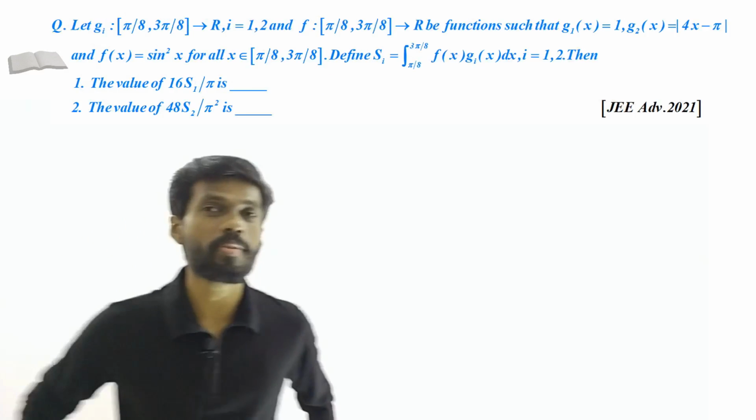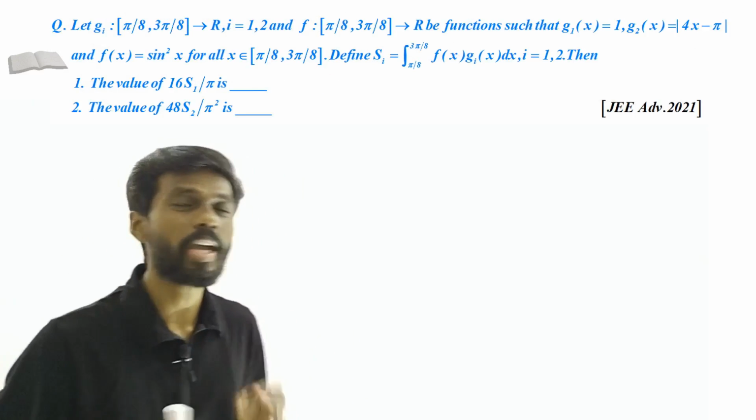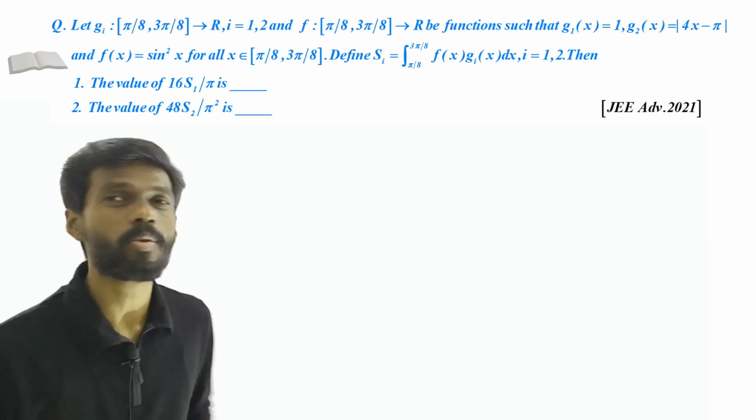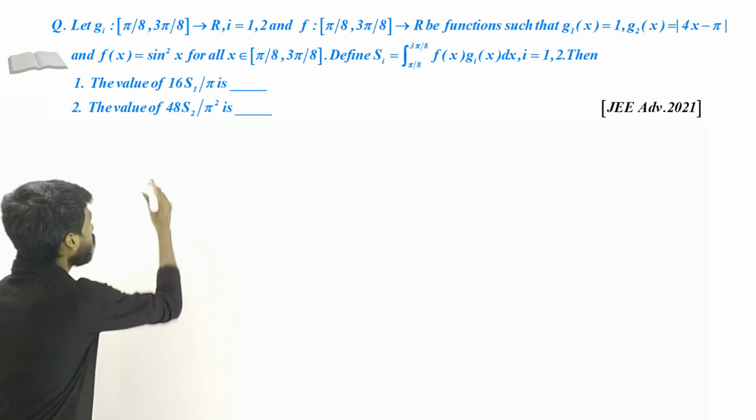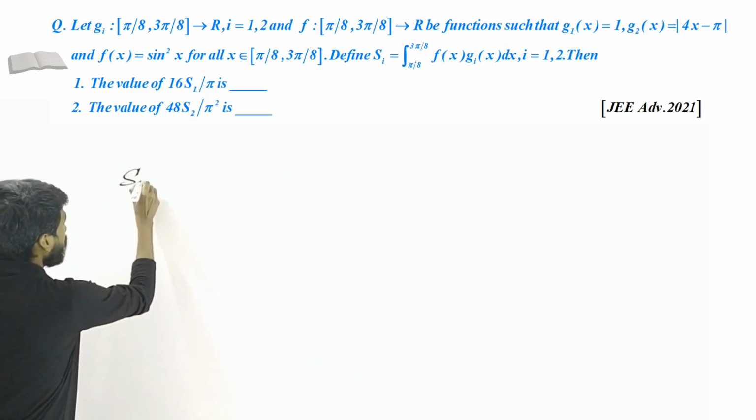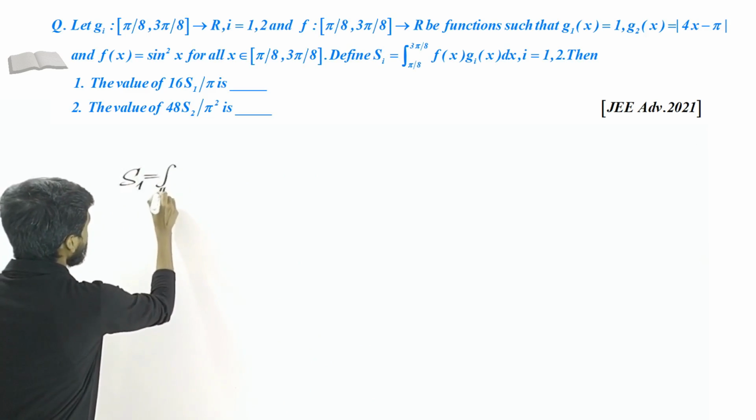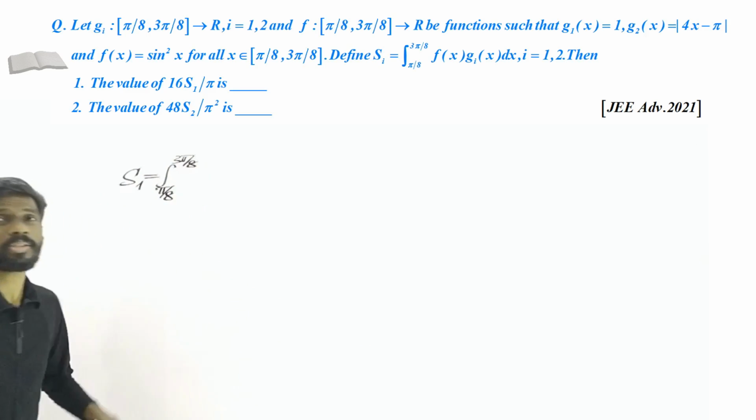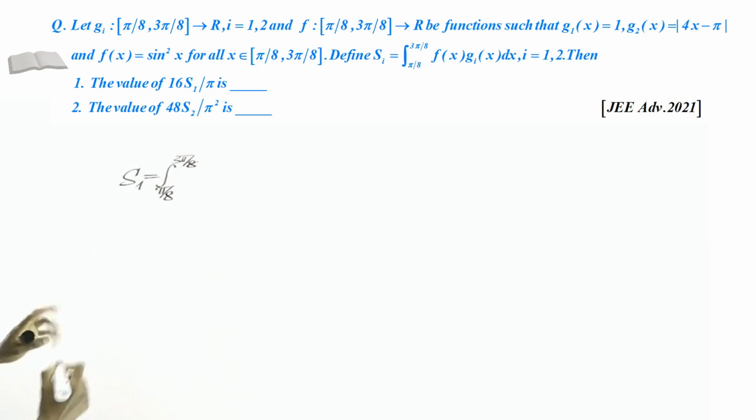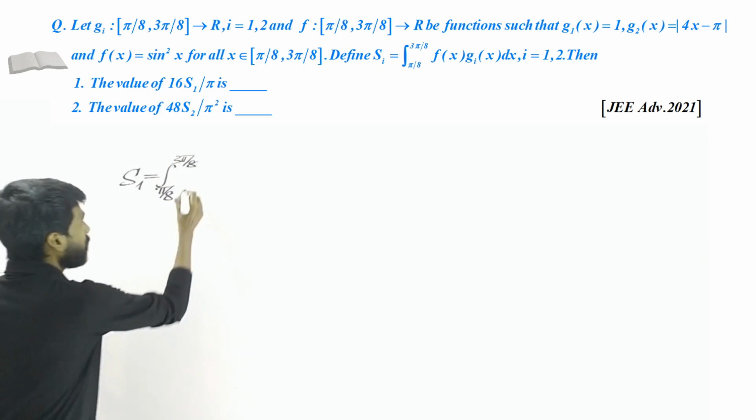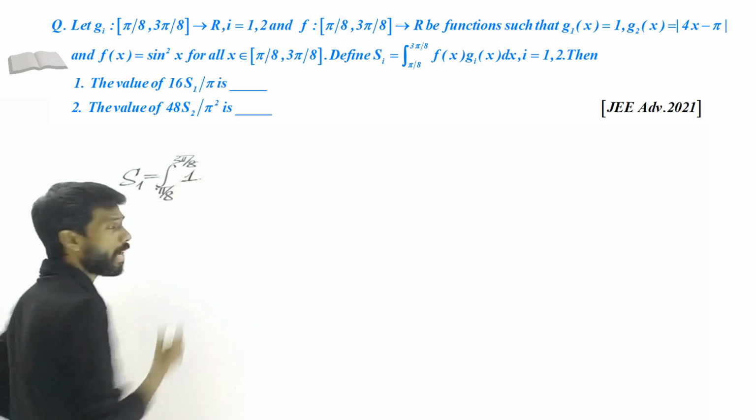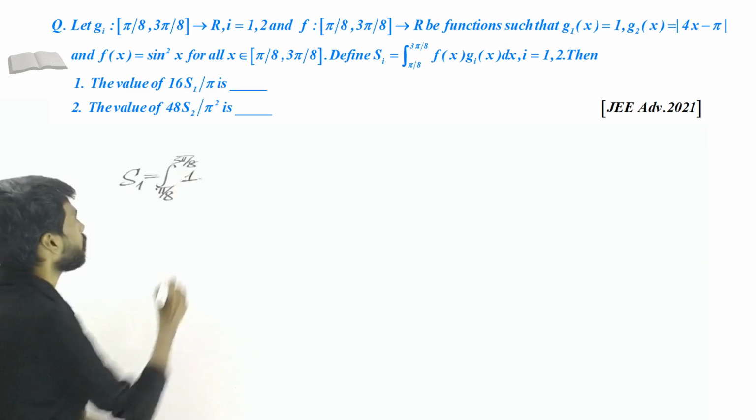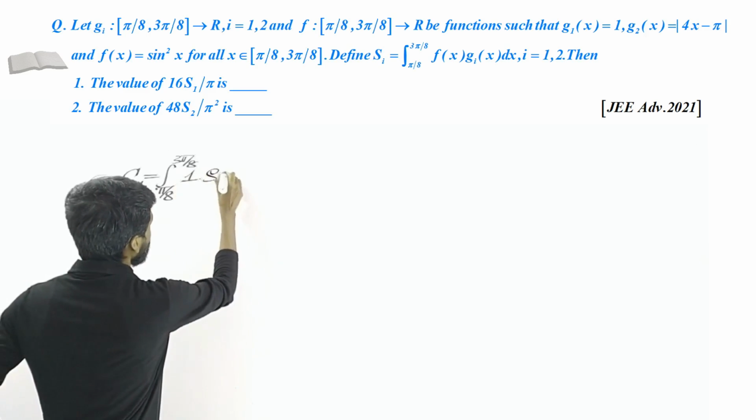Here some functions are given, g1, g2 and f of x. We have to find two integrals, S1 and S2. Let's find them one by one. So S1 we have to find first. S1 is given to be integral, say pi by 8 to 3 pi by 8. So S1 is what? g1 of x multiplied by f of x, right? g1 of x is given in the question, that is simply 1. 1 multiplied by f of x, so that is simply sin square x, that's all.